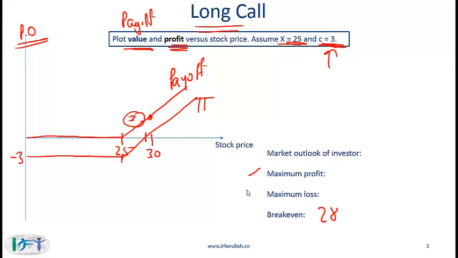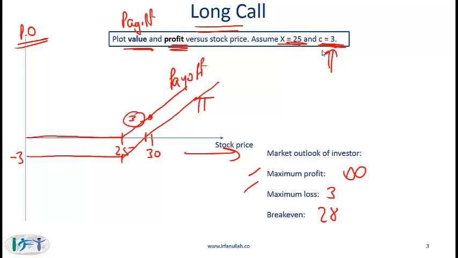Let me just identify the maximum profit and maximum loss for a long call position. The maximum profit is infinite because as the stock price keeps increasing, our profit keeps increasing. The maximum loss is 3. 3 represents the amount that you pay for the call option.